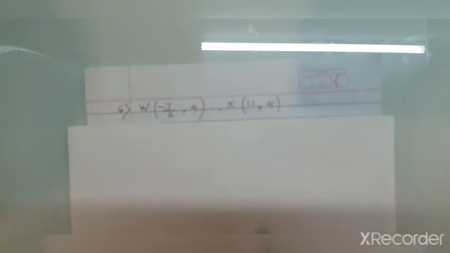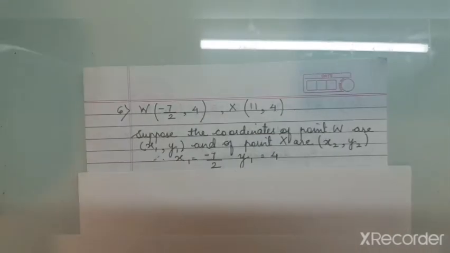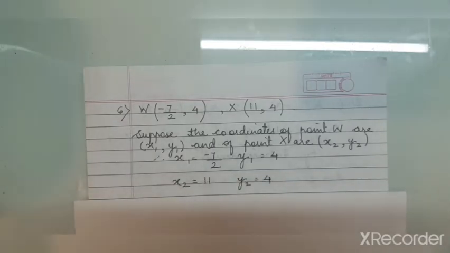Okay, so I am doing the 6th sum where they have given a fraction also. So the 2 points W and X, where the first point is minus 7 upon 2 and 4, and the second point is 11 and 4. So same thing, we'll first assume. So let's suppose that the coordinates of W are x1, y1, and of point X are x2, y2. Okay, where x1 is equal to minus 7 upon 2 and y1 is equal to 4, x2 is equal to 11 and y2 is equal to 4.